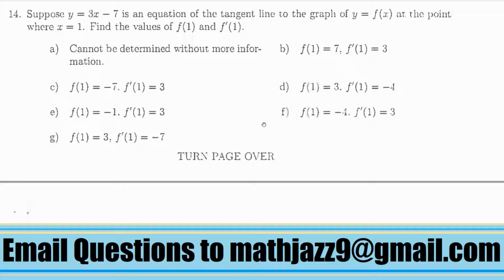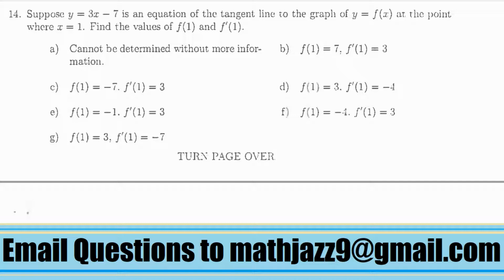Okay, so question 14. We're going to suppose that, get back over to paint.net. Suppose that y is equal to 3x minus 7 is an equation of a tangent line to the graph of y equals f of x at x equals 1. Find the values of f of 1 and f prime of 1.